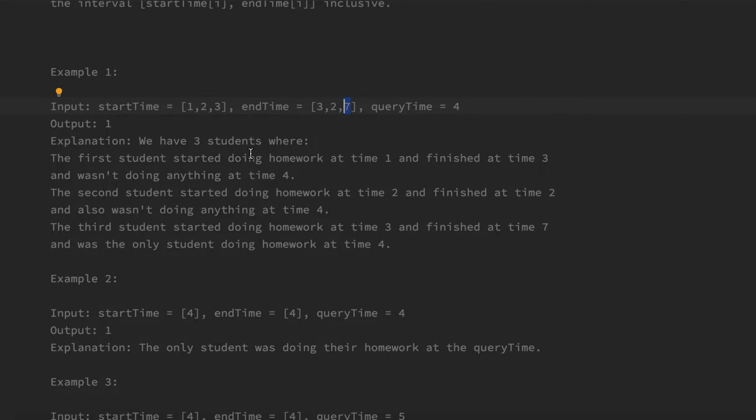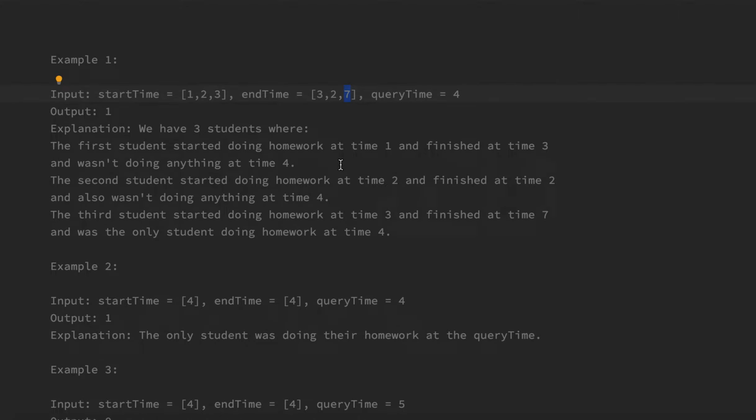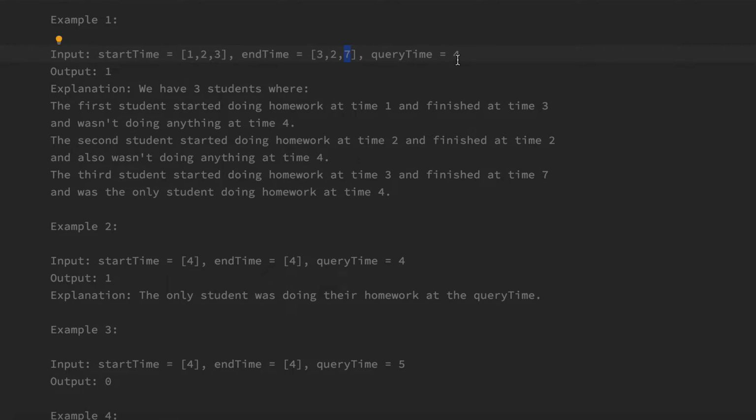Explanation, we have 3 students, where the first student started doing homework at time 1 and finished at time 3 and wasn't doing anything at time 4. The second student started doing homework at time 2 and finished at time 2 and wasn't doing anything at time 4. The third student started at time 3, finished at time 7, and was the only student doing homework at time 4. So they're going to be the only reason we have an output of 1.